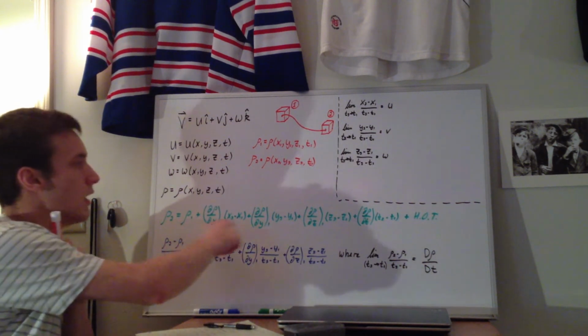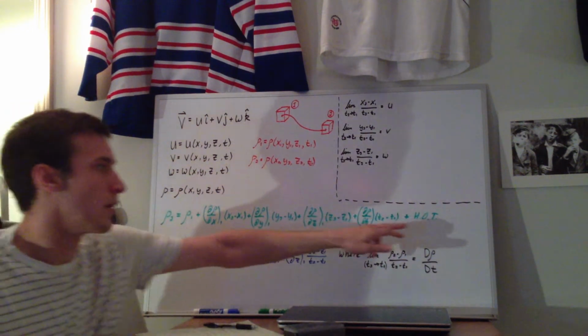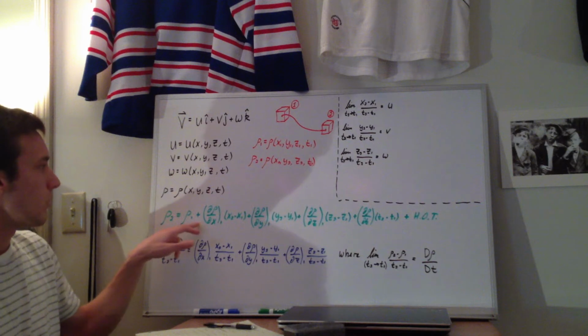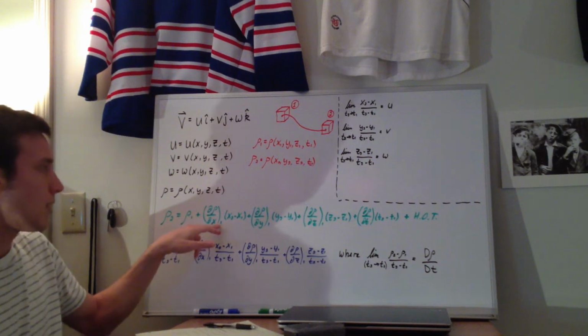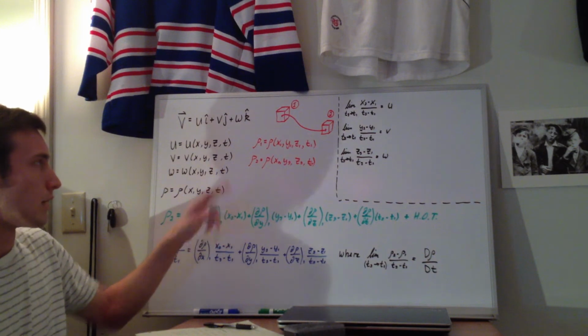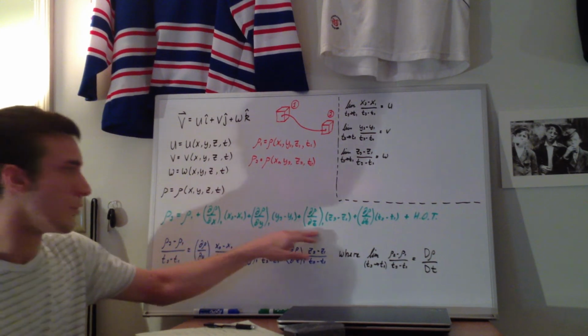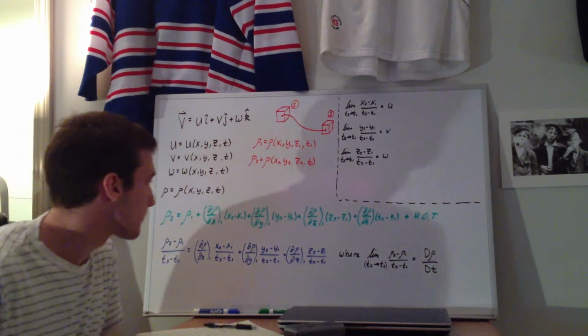But here we have to do the first order term for each of the variables that we have, and then we have higher order terms. So rho2 is equal to rho1 plus the partial derivative of density with respect to x at point 1 times the change from 1 to 2 in the x direction, and then we have the same for y, and then for z, and then for time. And then we have the higher order terms, which we're going to ignore for now.